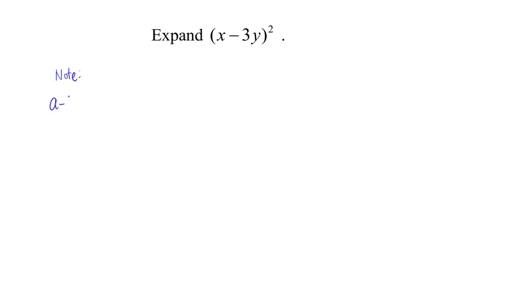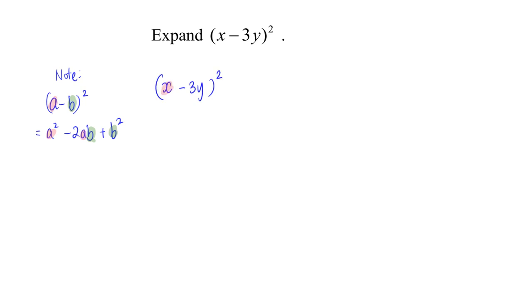That I will have (a minus b) bracket square. I will actually have this important result that will help me: a square minus 2ab plus b square, which is the a, and this is my b. So when you see Mr. Tan using this, then you will have to see the (x minus 3y) square.